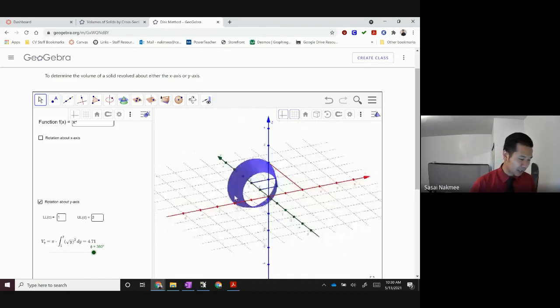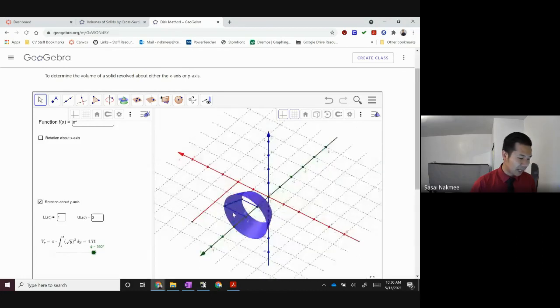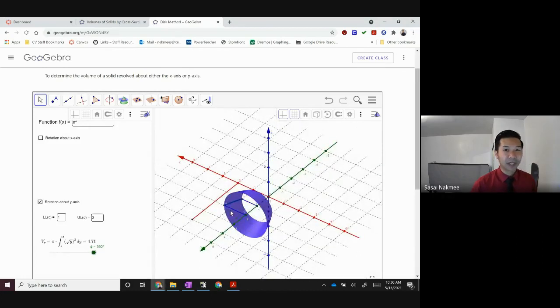But it's pretty much what you guys have seen. You take the outer area and subtract the inner area, and then you do the integral of that. And that's basically what the washer method is. And that's the last part that we need to get to.